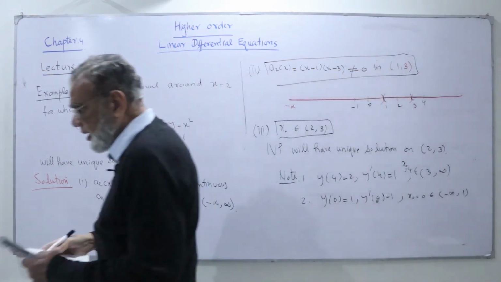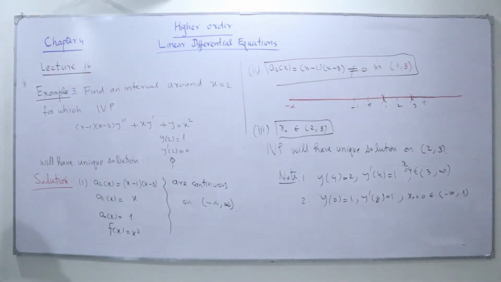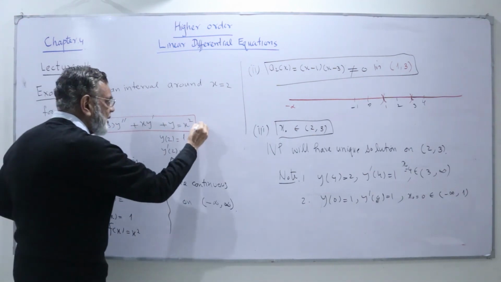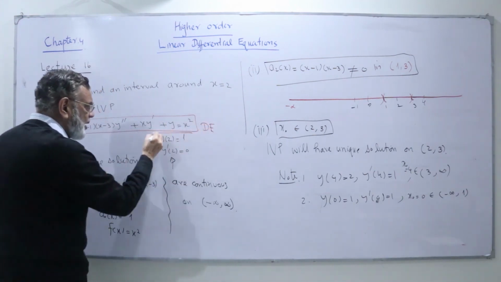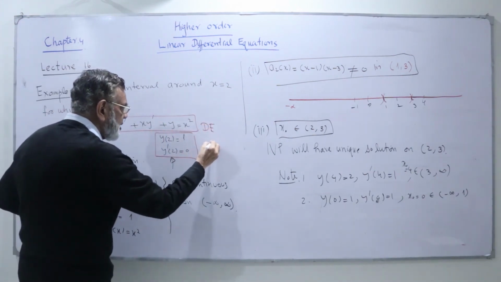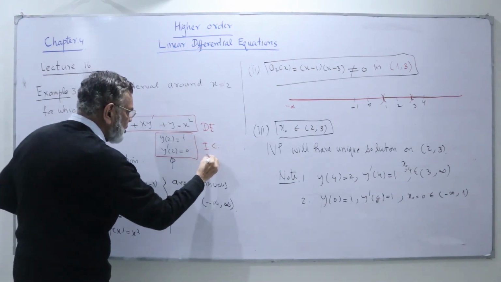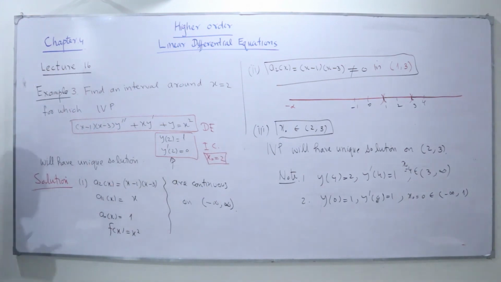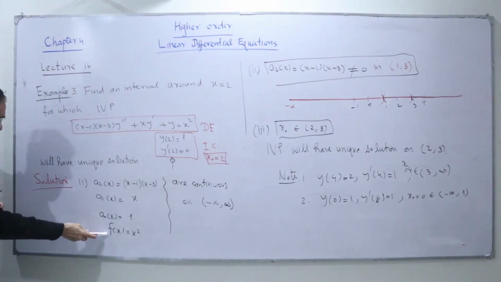I just repeat this one again. We have here the initial value problem. This is my differential equation, and these are my initial conditions. Here the initial condition is x0 equal to 2 at this point. Now we can check here. This is my a2 of x, a1 of x, a0 of x, f of x.